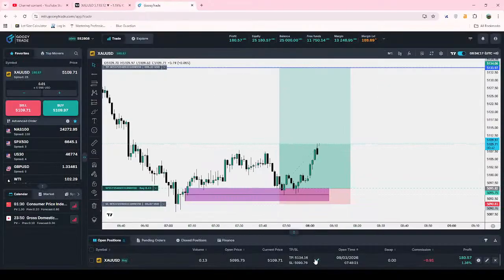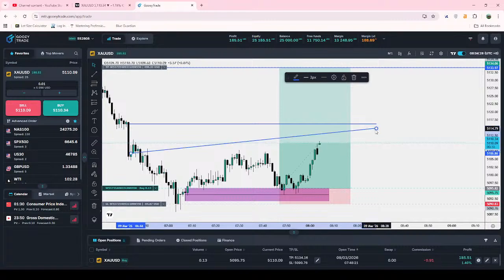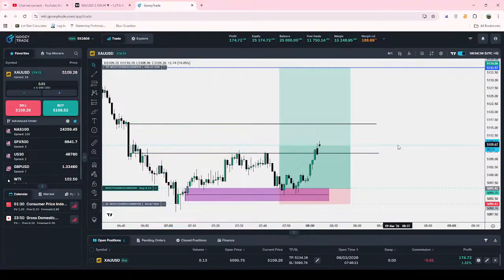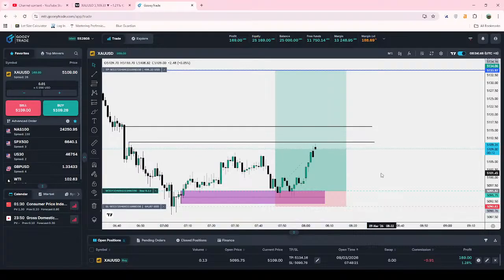Okay, trend line. There is a volume imbalance on the forex.com chart, so we will use it here too. We might use this as the fair value gap. Now we are in macro time frame, 6 more minutes for the macro time frame to end.